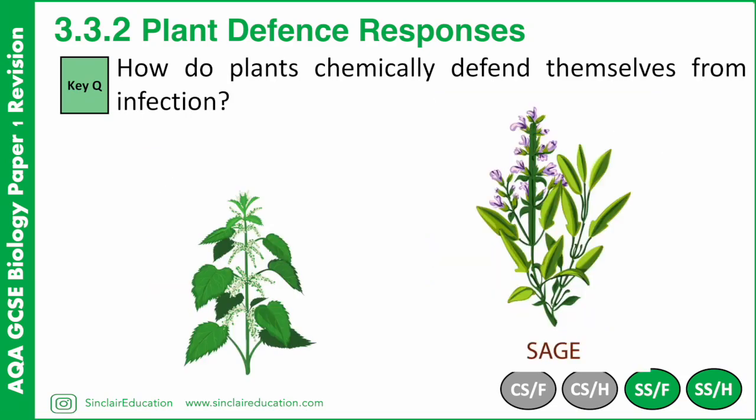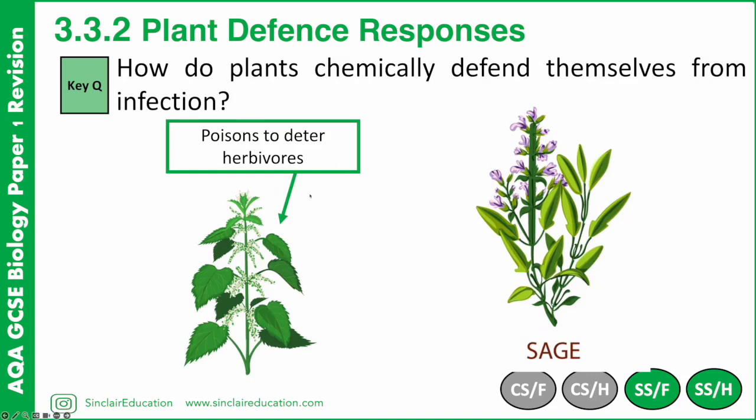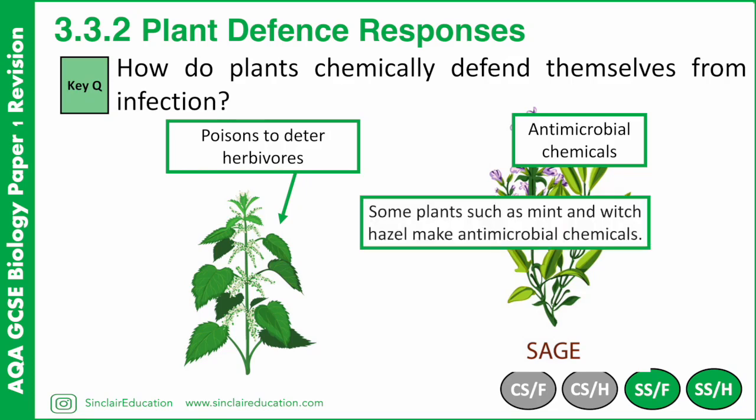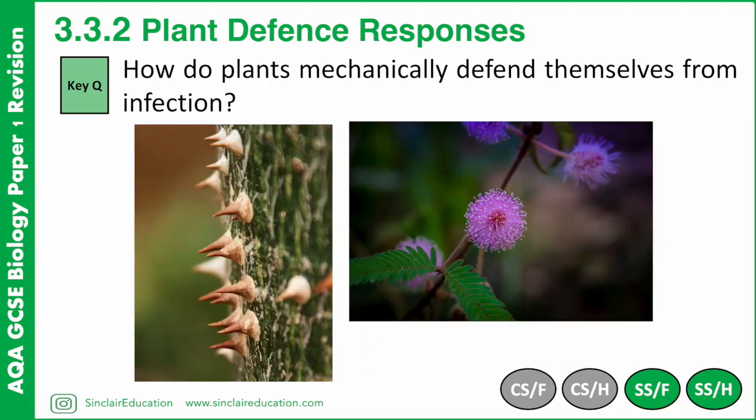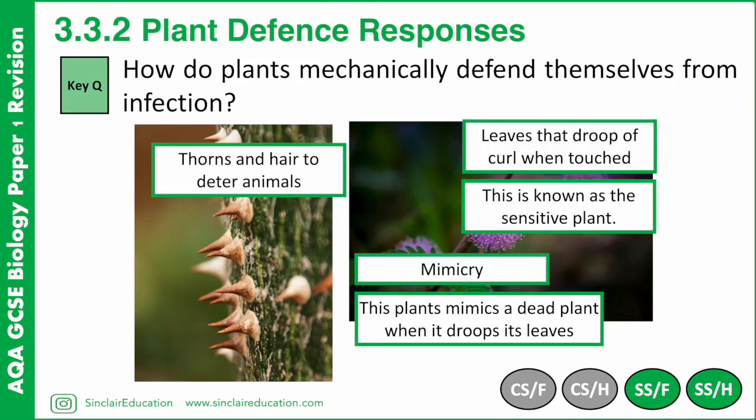There are also chemical defences. Some plants can have poisons, and that's mainly due to herbivores. It won't prevent infection. But some plants, like peppermint and sage, can have antimicrobial chemicals that prevent bacterial or microbial growth. So these kill bacteria that might get through those physical defences from earlier. There are also mechanical defences, where we've got thorns that can deter animals. We also have sensitive plants, whose leaves can droop or curl when touched, and mimicry. The purpose of this is normally to look unappealing so that something's not going to want to eat it.